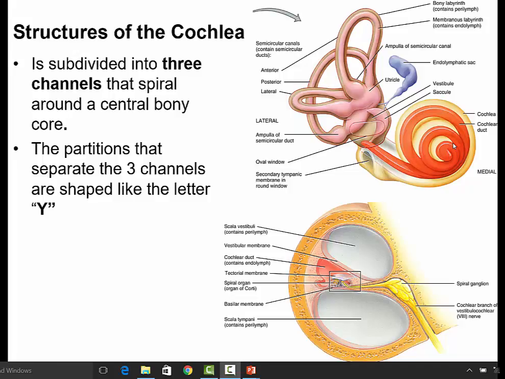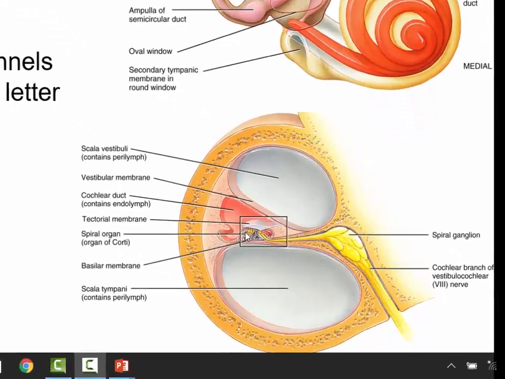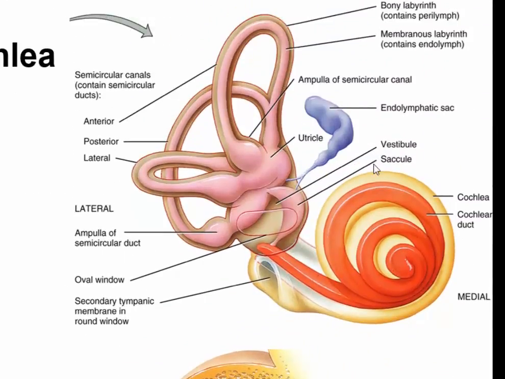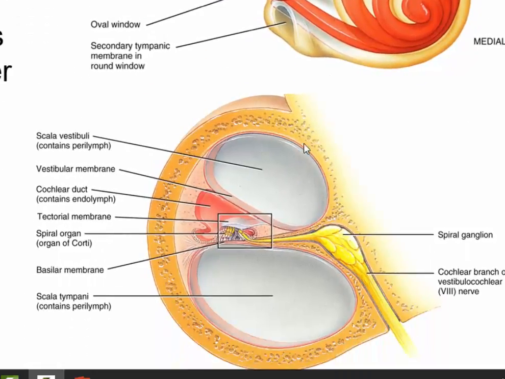The cochlea means snail shell. It's wrapped around and around like a snail shell, and this is where we're going to be focusing. If I were to take a section through the cochlea and look at it inside, it would look like this. When you slice through it, you'd see that it's subdivided into 3 channels that spiral around a bony core. The bony core is here, and here are the 3 channels.